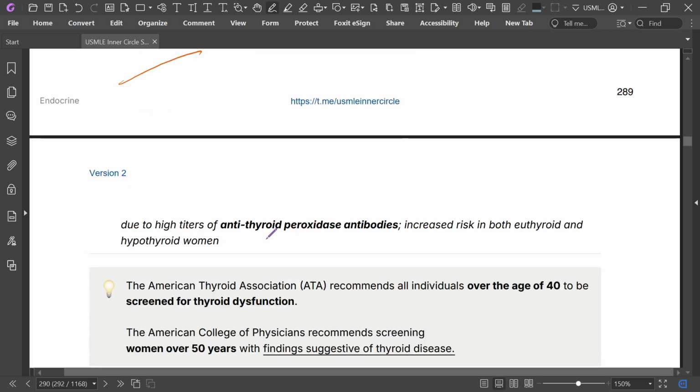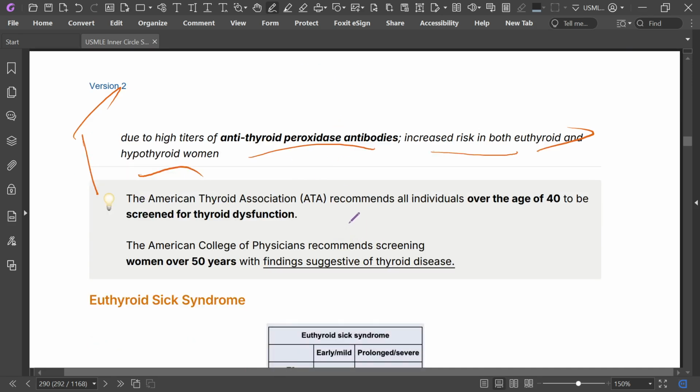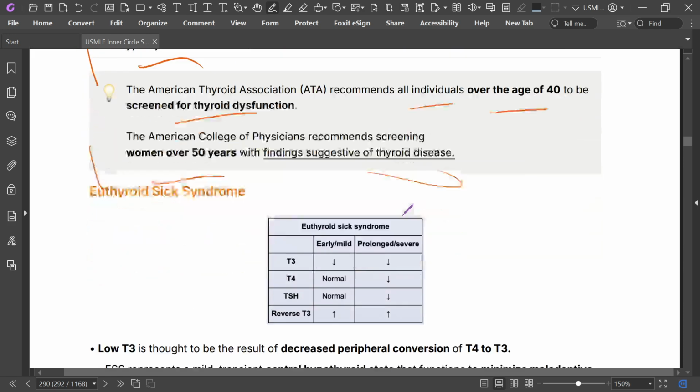What pregnancy complication may be associated with subclinical hypothyroidism? Miscarriage can happen with subclinical hypothyroidism, due to a high titer of anti-TPO antibody, with increased risk in both euthyroid and hypothyroid women. The American Thyroid Association, ATA, recommends all individuals over the age of 40 be screened for thyroid function. The American College of Physicians says women over 50 with findings suggestive of thyroid disease should be screened.